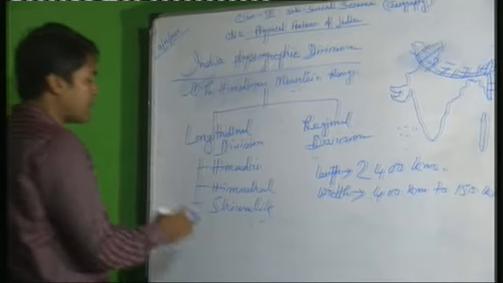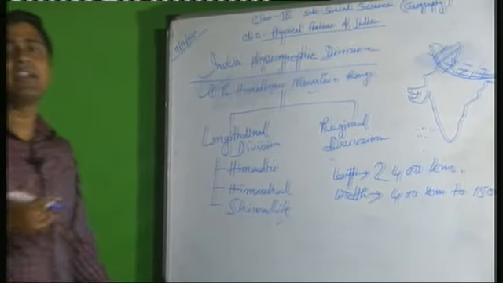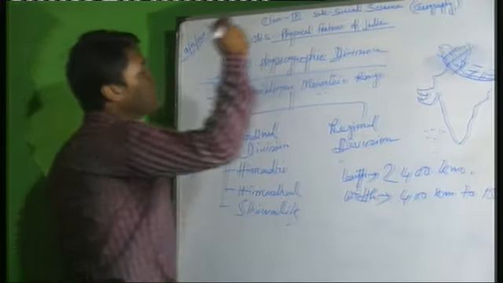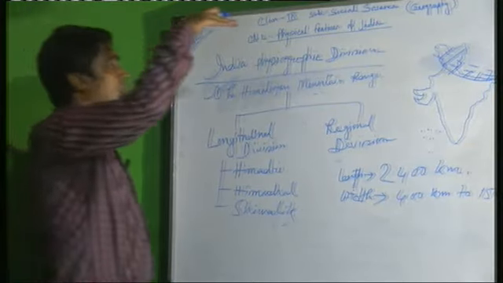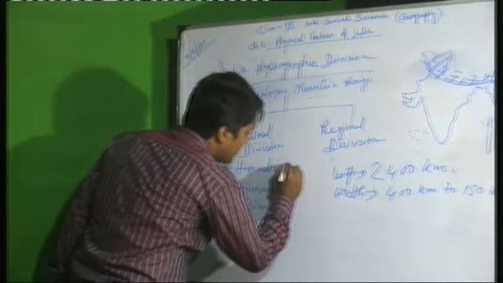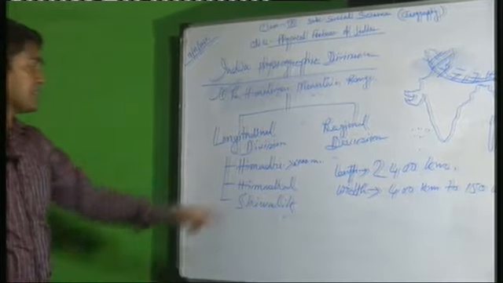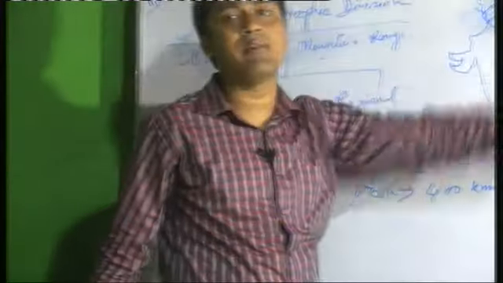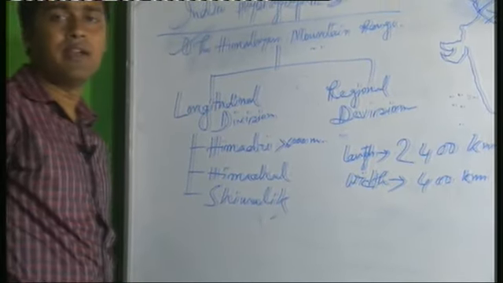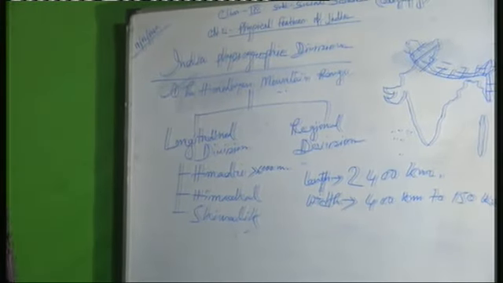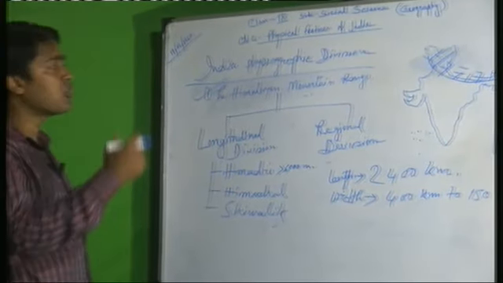Now Himadri, Himachal and Shivalik. I will discuss these three longitudinal divisions. First of all, Himadri or Great Himalaya. Himadri or Great Himalaya is situated toward the northern part of the Himalayan mountain range. It is the topmost height, the average height being 6000 meter or more. Mount Everest, the highest peak all over the world, whose height is 8848 meter, is also situated in this Himadri.